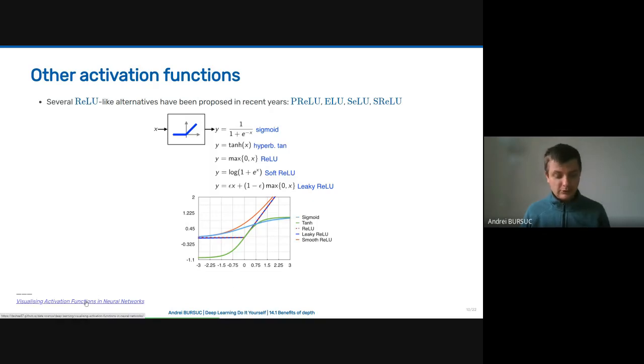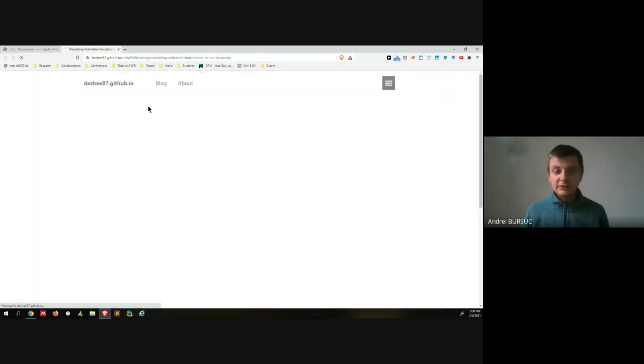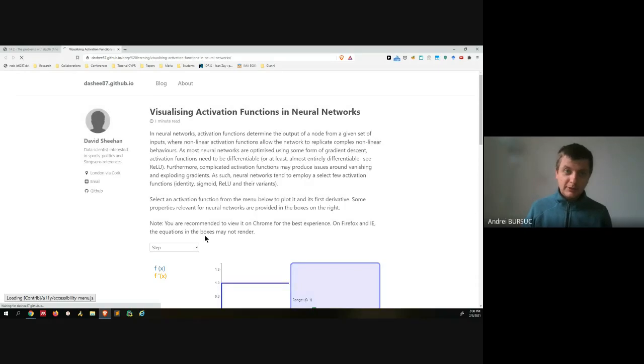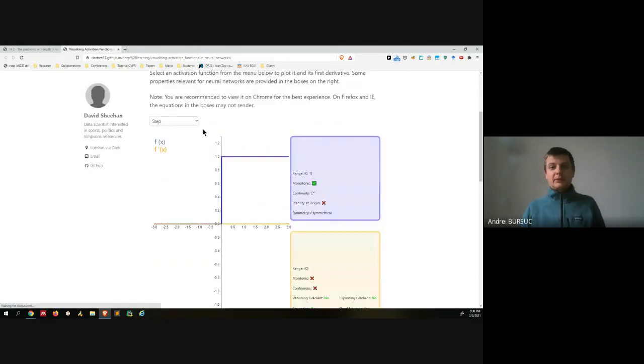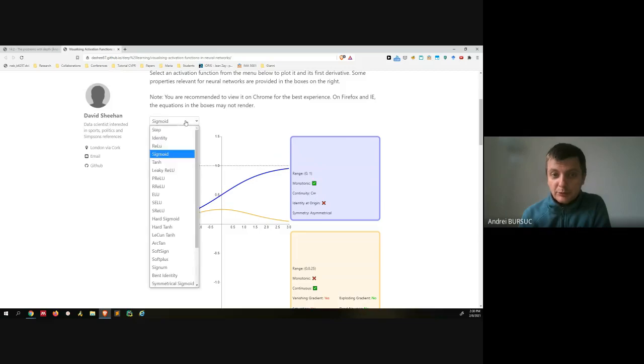Actually, I can just visualize some of them, and I really like this visualization because they also show the first order derivative. For example, we can see the sigmoid: in blue we have the original function, and in orange the derivative. So we can see the huge limitation it has with respect to the values of the first order derivative.